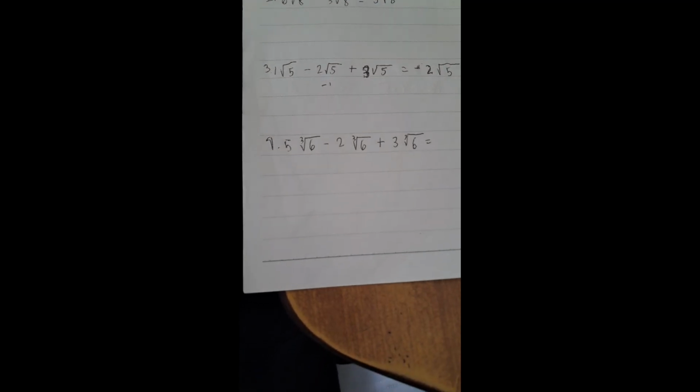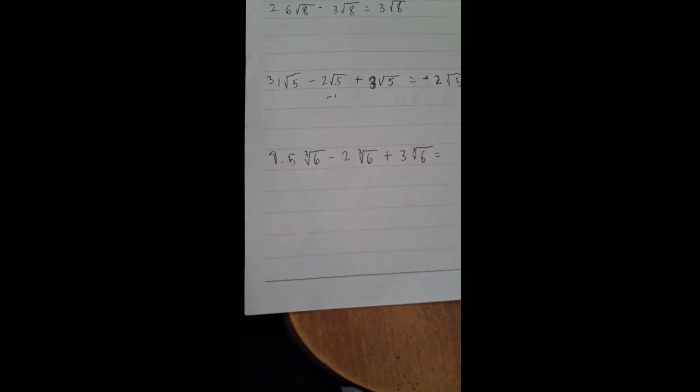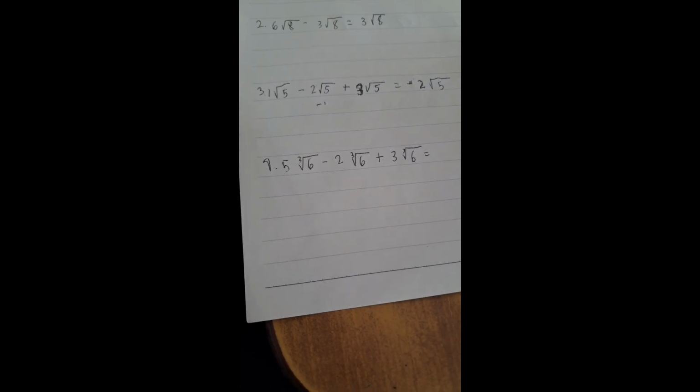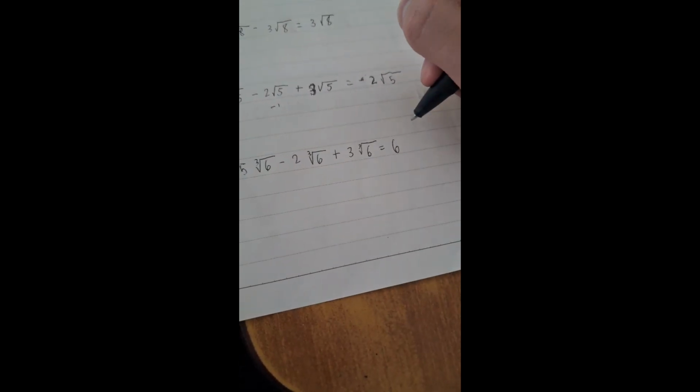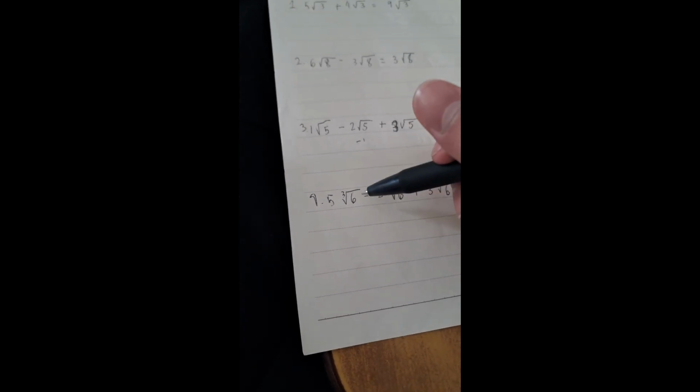Then let's move on with number 4. Here we would just subtract 5 minus 2, which will become 3, and then plus 3, that would be 6. And then I would just copy the radicand of all 3, which is 6. And we would also copy the index, which is all the same. You can't copy this if they're not all the same. Good.